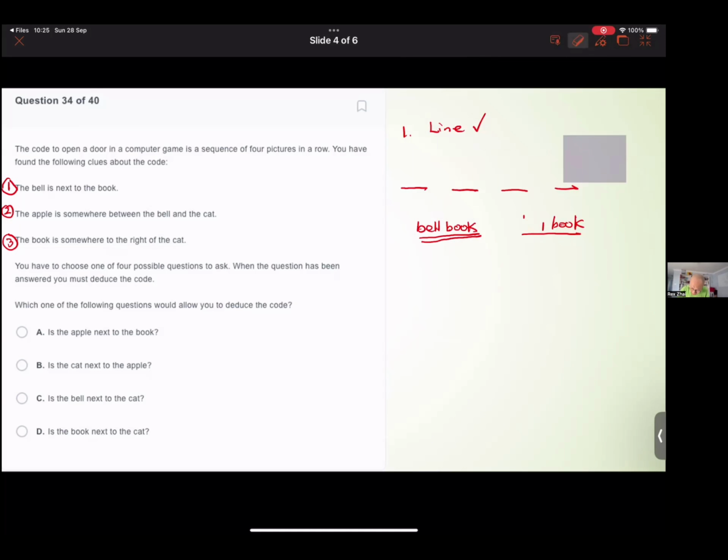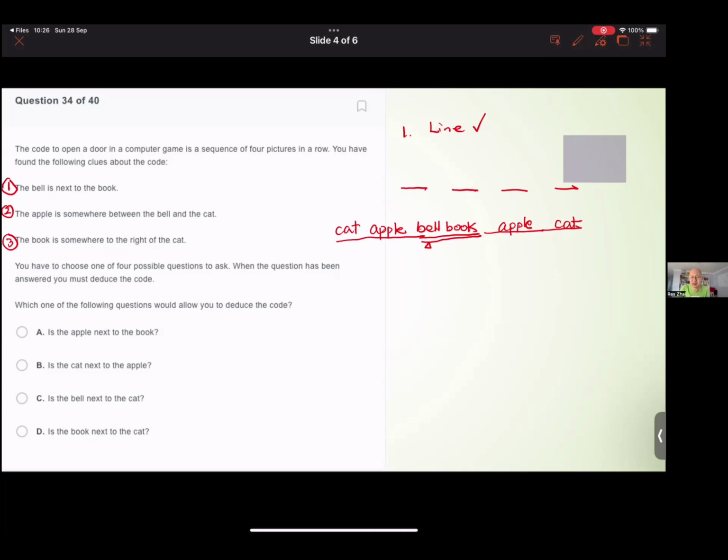Okay, so that is the first condition. Second one, apple is somewhere between bell and cat. Since we know the bell is here, right? So they told me that the apple is between cat and bell. And here we have two different possibilities, right? Firstly, because the apple is between, what we might do is the apple and the cat. That's the first possibility. And the second one is apple and cat.